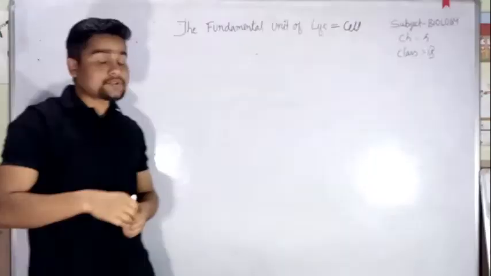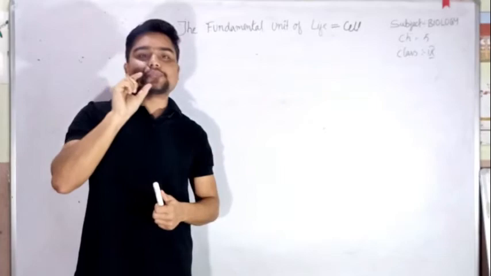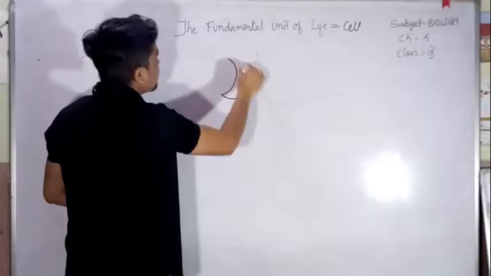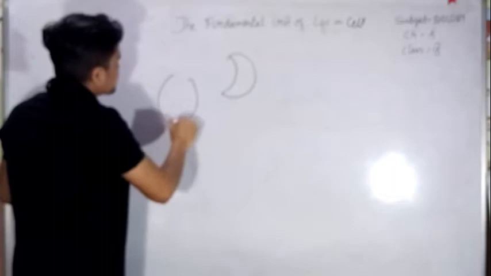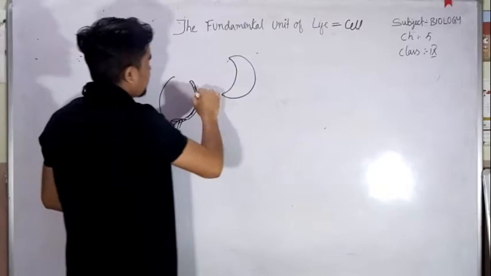All we need to do is take a small piece of onion from the concave side of the onion, the lower side of the onion.